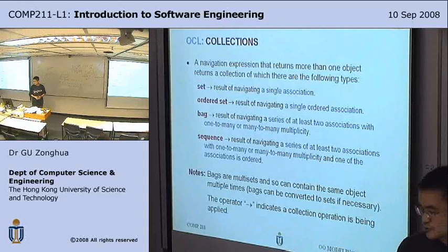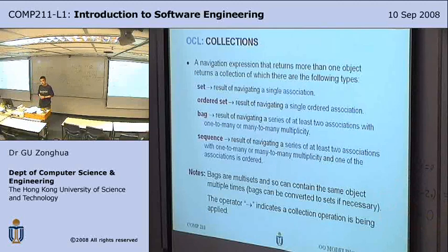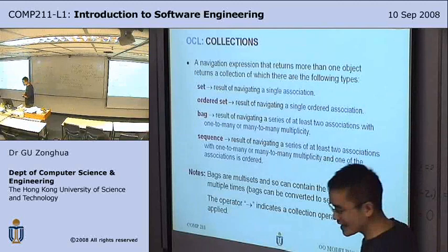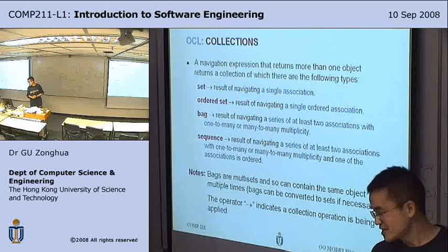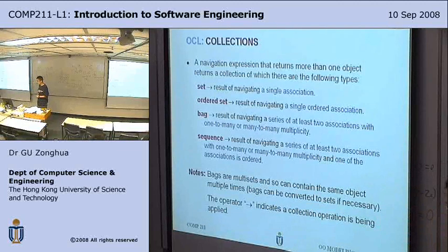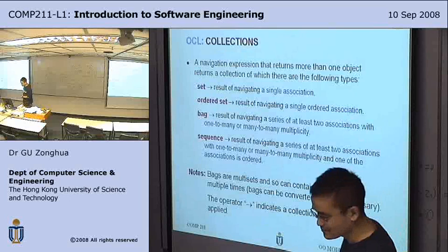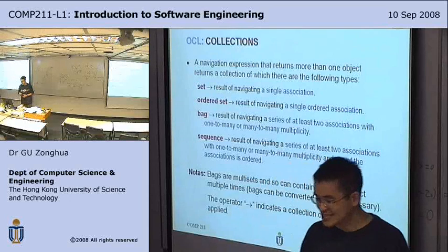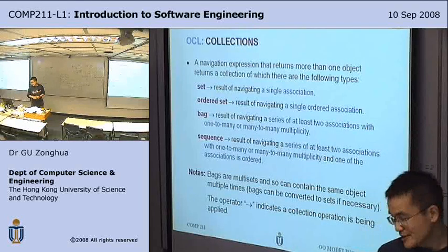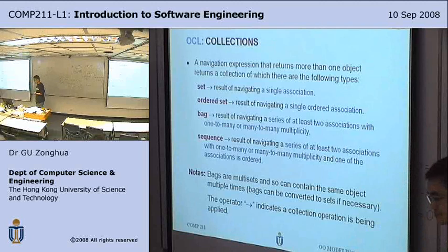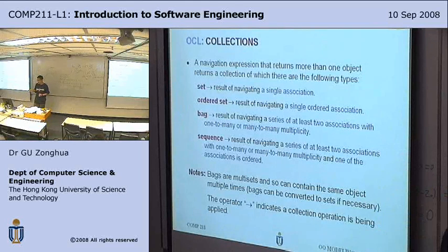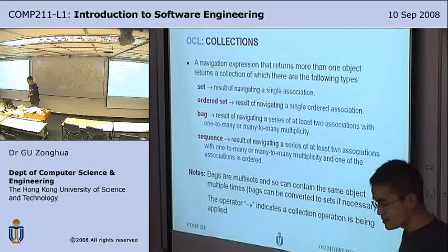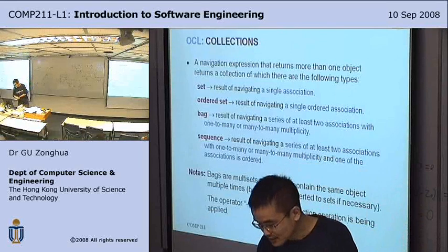So what's the difference between a set and a bag? A bag can contain redundant items. One item may appear twice in the bag, but in a set, each item is always unique. If you navigate at least two associations, you may reach an object from two different paths, and then you list this object twice in the bag. That's why it's a bag, not a set.